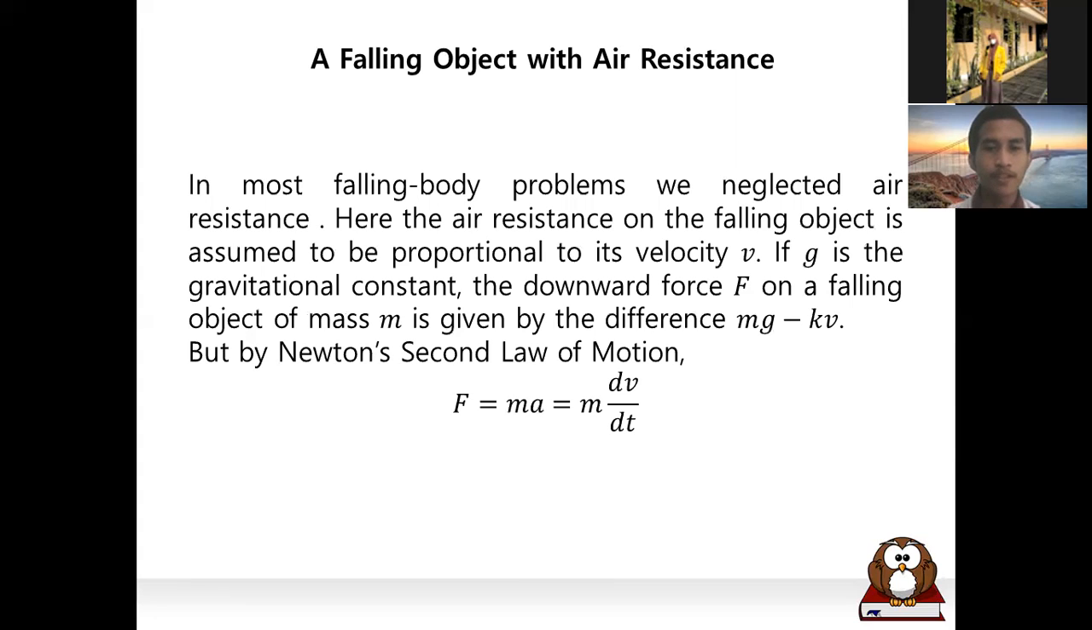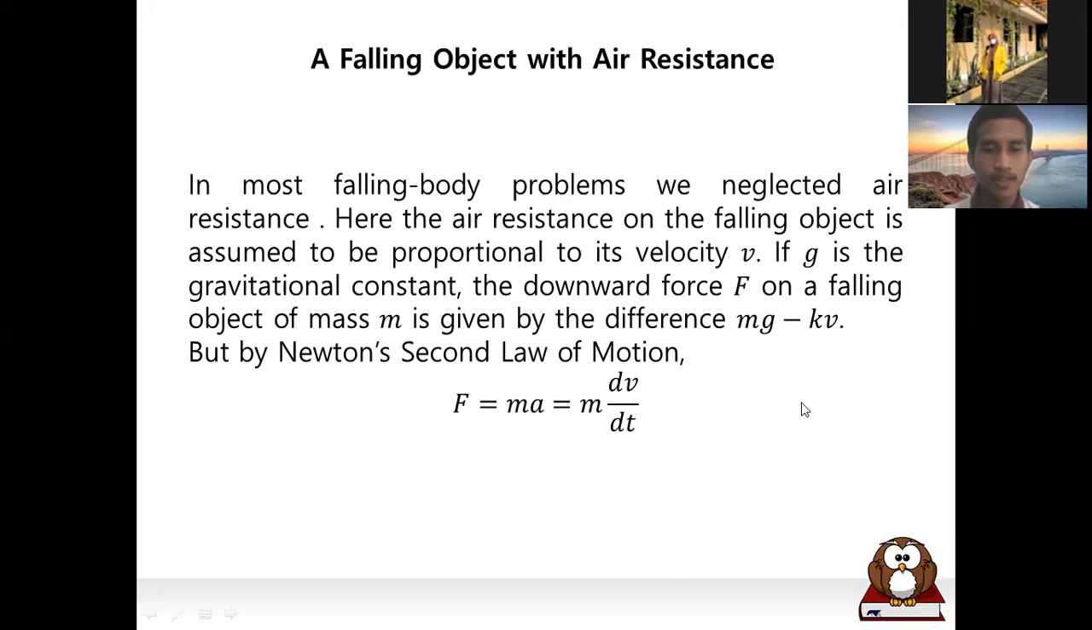In most falling body problems, we neglect air resistance. Here, the air resistance on the falling object is assumed to be proportional to its velocity v. If g is the gravitational constant, the downward force F on a falling object of mass m is given by the difference mg minus kv, where k is a constant.